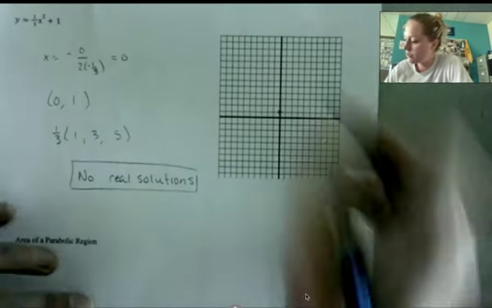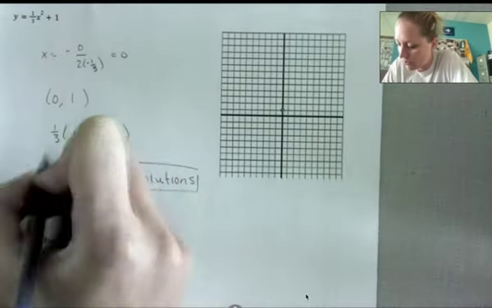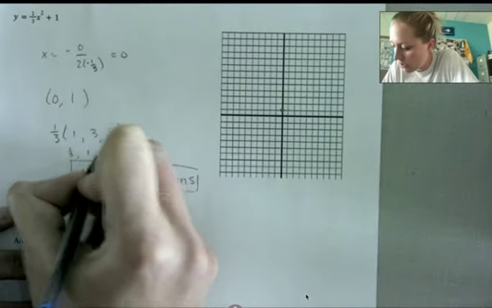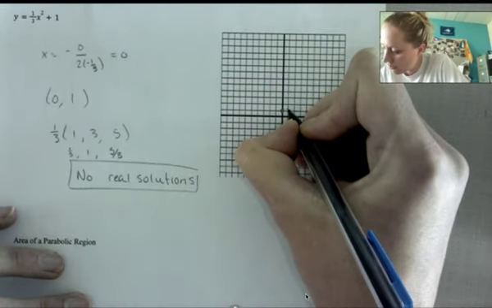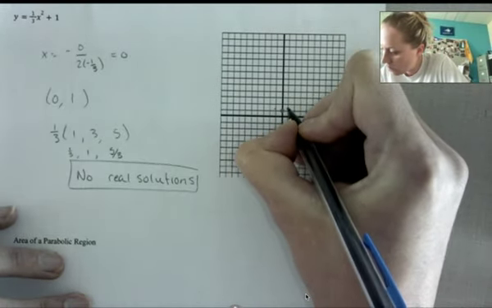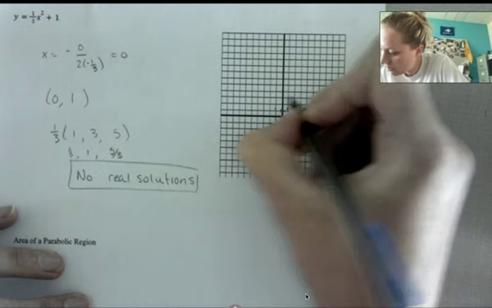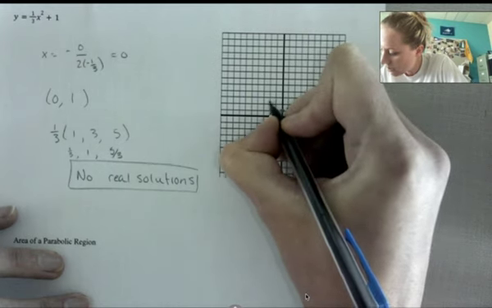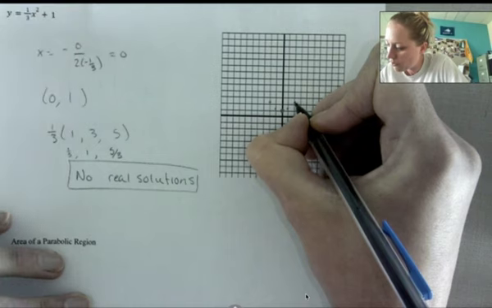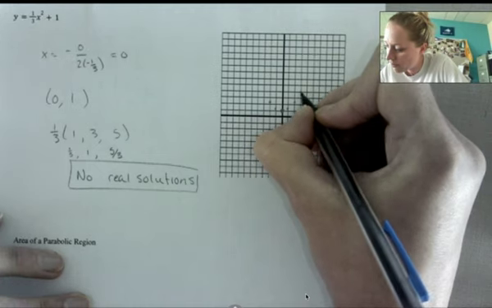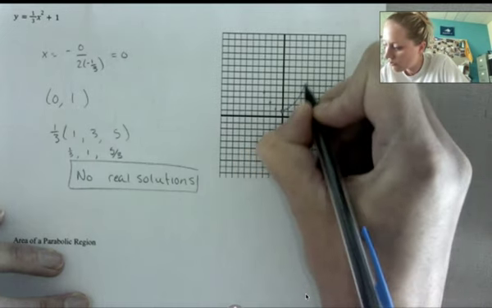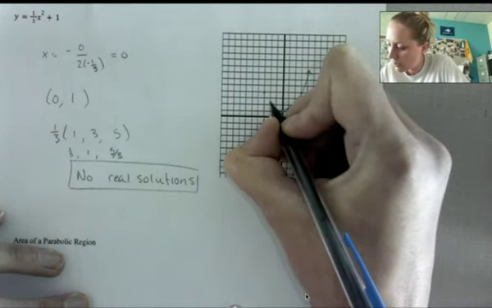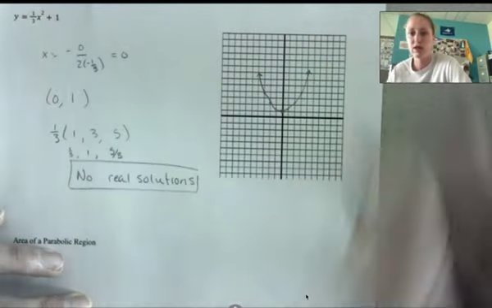But let's finish graphing. So I've got up 1/3. Oh yeah, so 1/3, 1, 5/3. All right, so up 1/3 and over 1, up 1 from there and over 1, and up 1 2/3 from there. All right, so there is my graph, but we can see there is not going to be any x-intercepts.